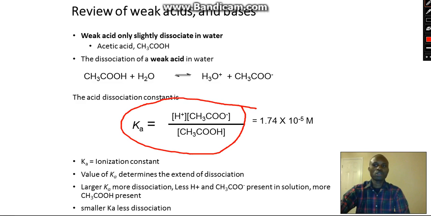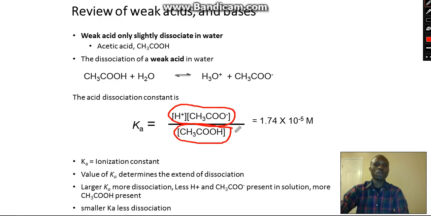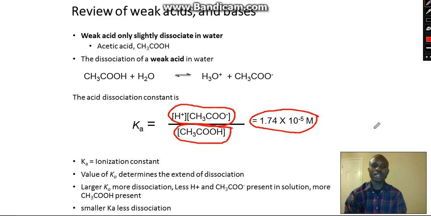It is the equilibrium constant for an acid equilibrium. And as we know, equilibrium is given by the products to the power of their coefficients, they are the numerator, over the reactants to the power of their coefficients. And in the end, you need to have an equilibrium constant as a value. This equilibrium constant is very important because it will tell us the extent to which the dissociation has happened.